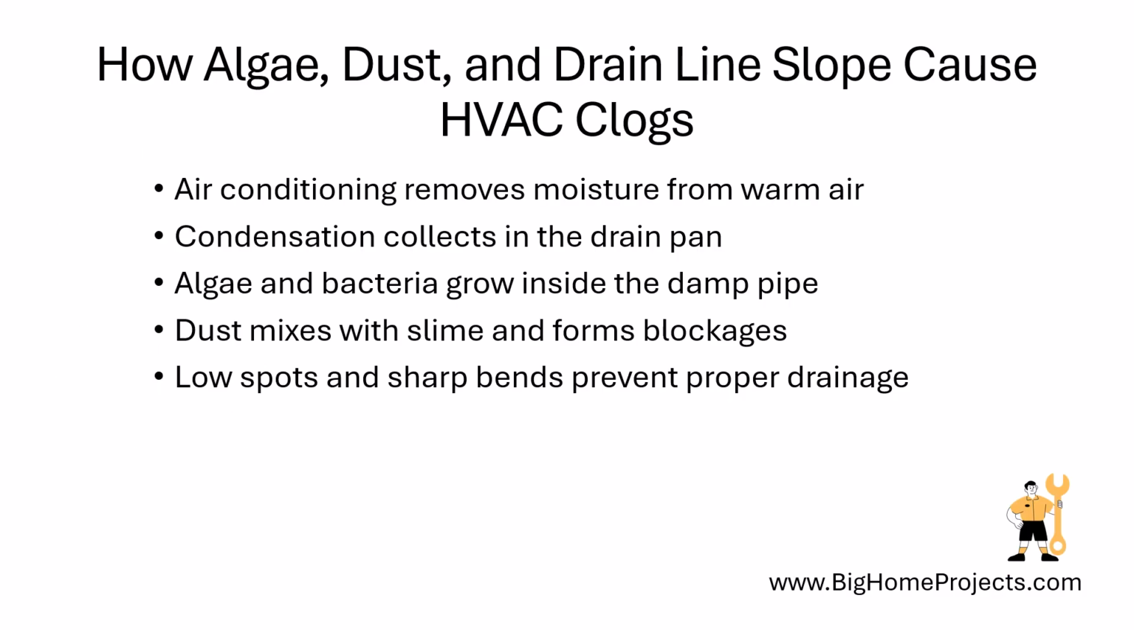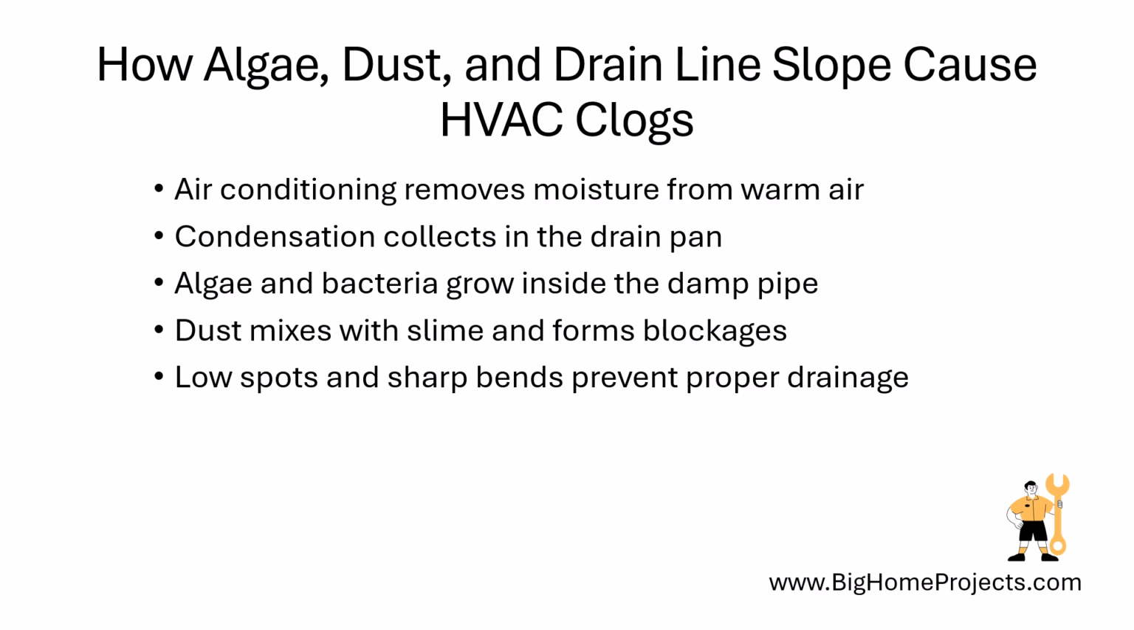When an air conditioner cools your home, it removes moisture from the warm air, and that moisture turns into water. The water drips into a drain pan and flows away through the drain line. Because the pipe is dark, damp, and often warm, a thin layer of algae or bacteria can grow inside it. Dust can mix with that slime and form a thick, sticky blockage. Rust, insect nests, and small pieces of insulation can also block the pipe, especially near the outdoor end.